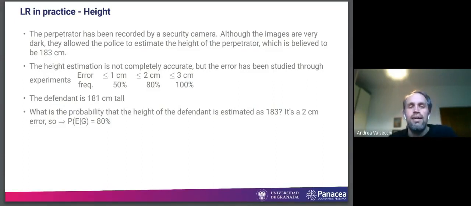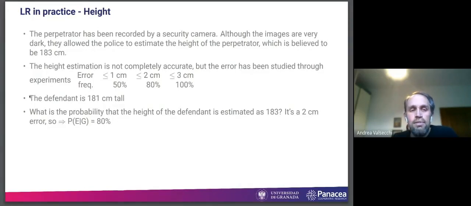Okay? So this height estimation technique is not completely accurate, but the police have run some experiment in a similar situation, and they have determined what kind of error you can get. And they gave us this table, which says that in all the cases, you get an error of up to 3 centimeters, and in 80% of the cases, the error is below 2 centimeters, and so on.